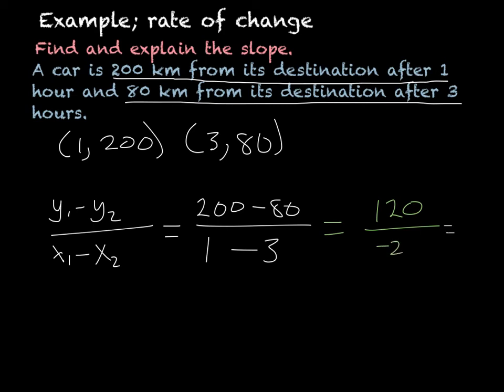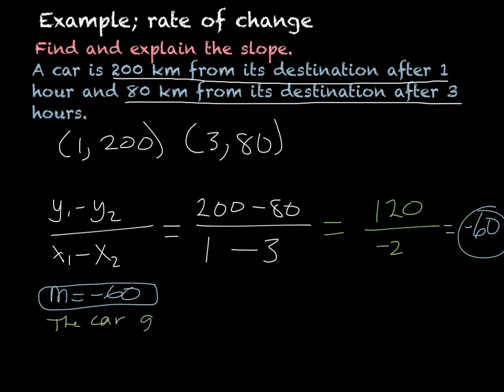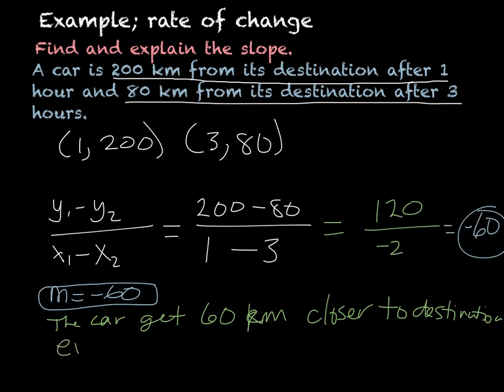Now I want to simplify that. 120 divided by negative 2 is going to be negative 60. So what that means is m is equal to negative 60. And what does that mean in terms of my rate of change? What does the change mean? So what it means is the car gets 60 kilometers closer to the destination every hour.